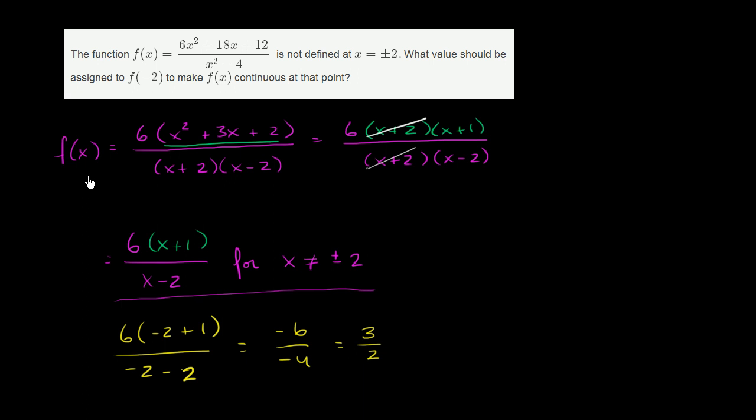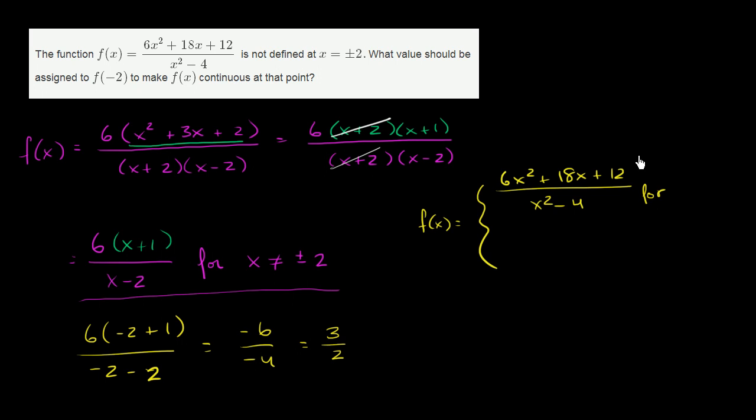So if we redefine f of x, if we say f of x is equal to 6x squared plus 18x plus 12 over x squared minus 4 for x not equal to positive or negative 2, and it's equal to 3/2 for x equals negative 2, now this function is going to be the exact same thing as this right over here. This new definition, this extended definition of our original one, is now equivalent to this expression, 6 times x plus 1 over x minus 2.